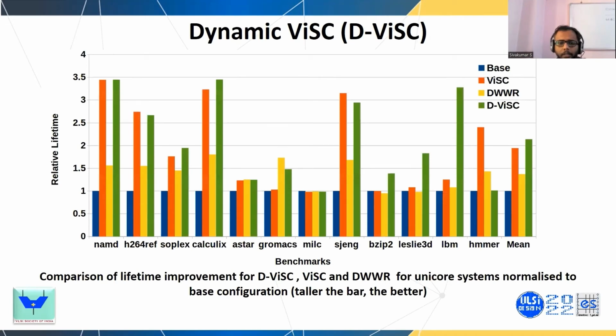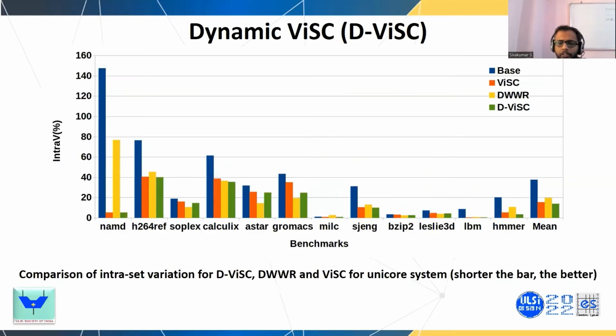We ran our proposed architecture on a unicore system with the same architecture we discussed before, and we could achieve a better performance improvement than WISC. With DWISC, we could achieve 2.14 times better lifetime when compared to baseline, and when compared to WISC, we got approximately 20% better performance. Intraset variation also, we could reduce further from WISC. So these are the results.